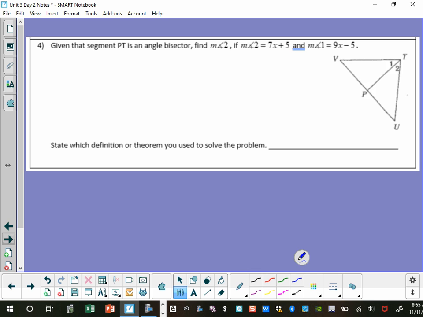That segment PT is an angle bisector. It says the measure of angle 2 is 7x plus 5. You guys may not have that much room, you can put it in there. And the measure of angle 1 is 9x minus 5. They want you to find the measure of angle 2. Take 2 minutes and do this problem.